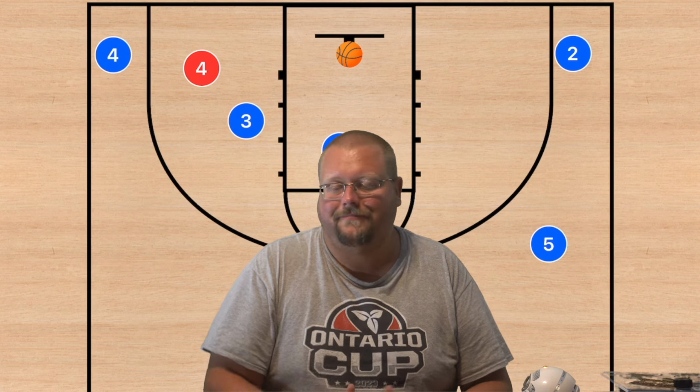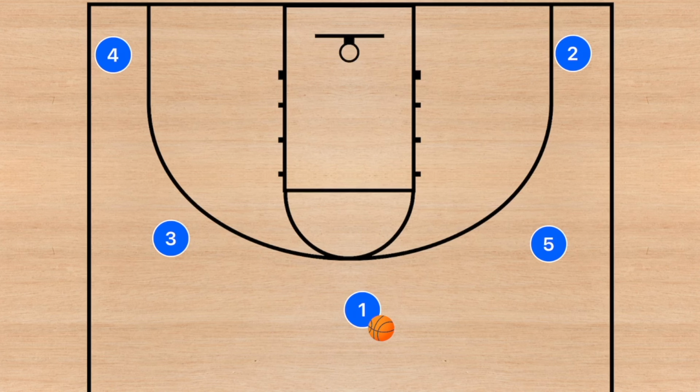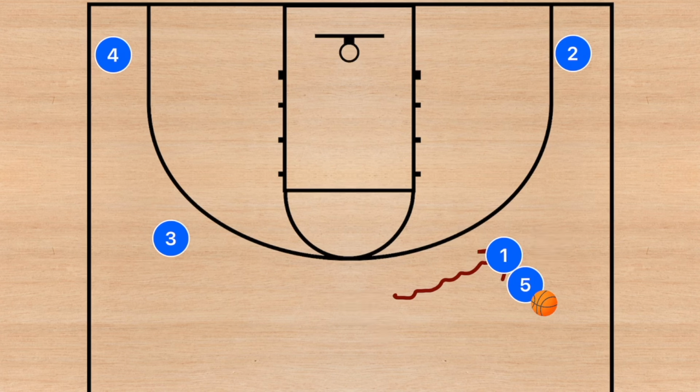And guess what? It was easy to guard after a while if we were playing against a really good team. Another play that is initialized without having to call a play is what I like to call weave. Player 1 dribbles over to player 5. He does the dribble handoff. He's a screen. He rolls.